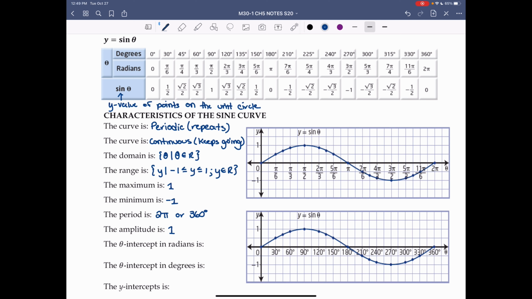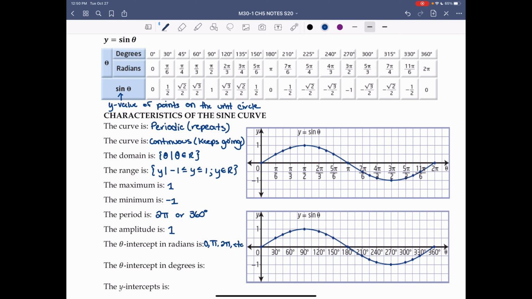The theta intercept in radians, so this is like the X-intercept. The X-axis, when we're graphing trig functions, represents the angle measure. So the theta intercept in radians, we have one at 0, one at pi, one at 2 pi, and so on. So they're every pi. So we can write 0, pi, 2 pi, etc.